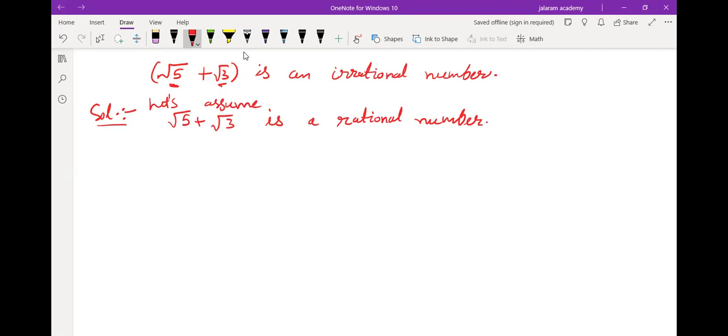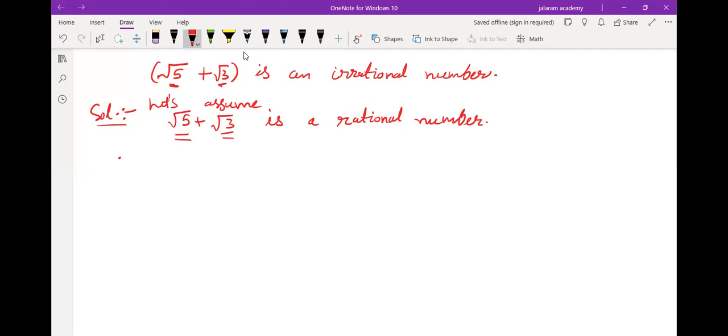So if it's a rational number, we know that it can be represented in p by q form. As we know the definition of a rational number, a rational number is a number which can be represented in the form of p by q with q not equal to 0 and p and q are co-prime integers. This is the definition of a rational number, which you can also learn from the first video of rational numbers, the discussion of the theory of rational numbers. So when we have assumed that root 5 plus root 3 is a rational number, now it can be represented in the form of p by q.